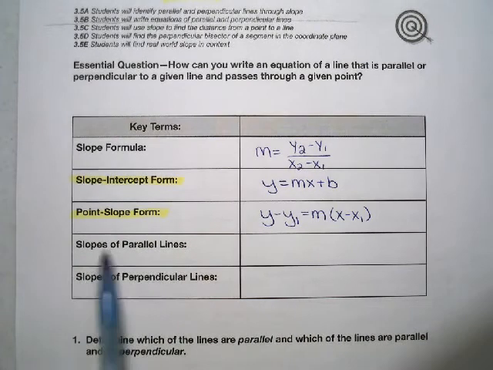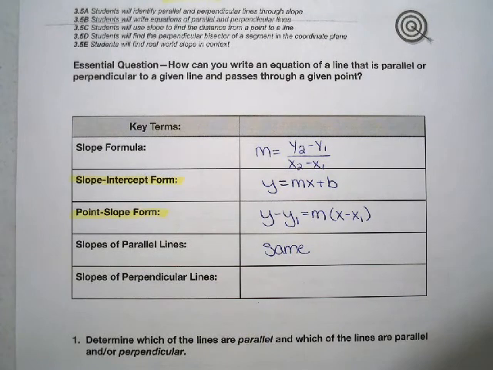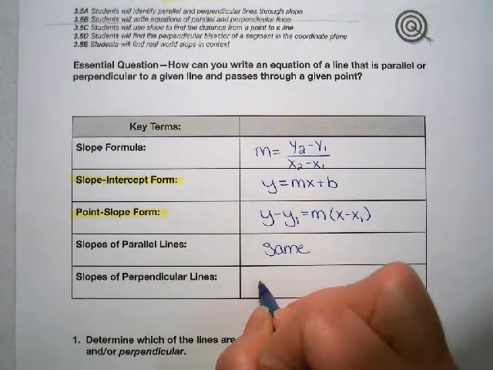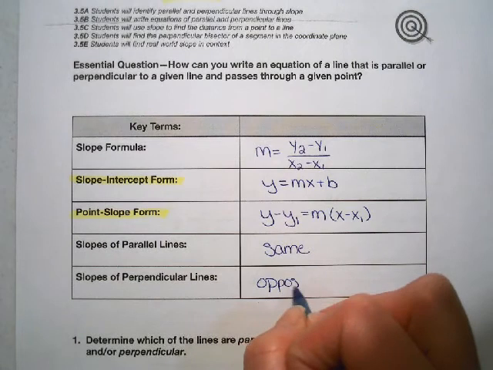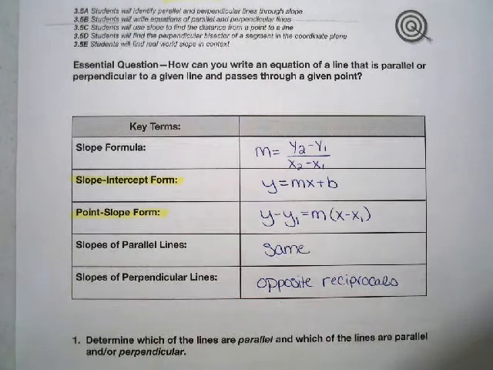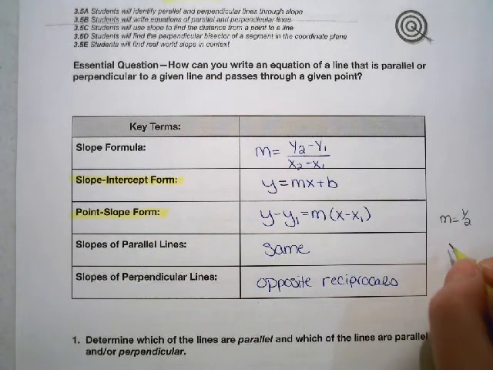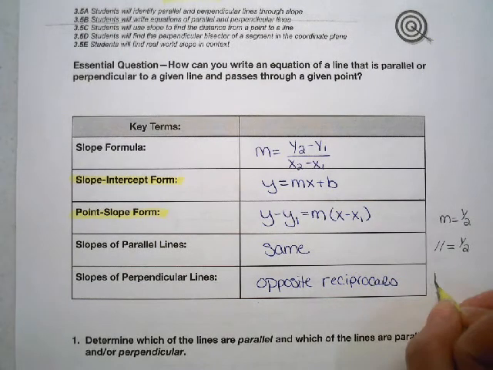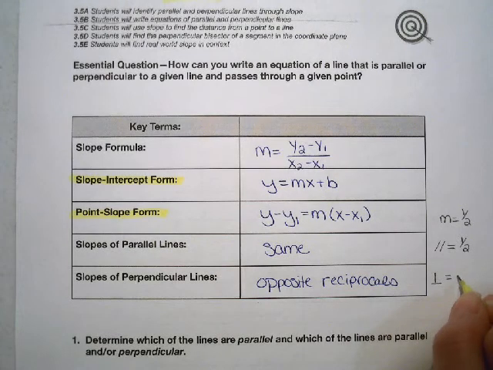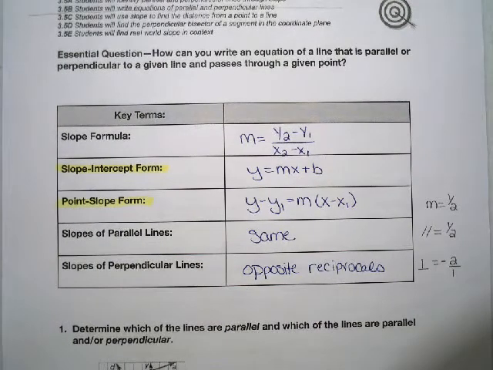All right, now, if we have parallel lines, we want our slopes to be the same, okay? So we want our slopes to be the same. If we have perpendicular lines, we want our slopes to be opposite reciprocal. And let me just give you an example. Let's say our slope was 1/2, okay? If it's parallel, we would want our slope to be 1/2. If it's perpendicular, we would want it to be the opposite, so negative, and then we would want to use the reciprocal, 2/1. So that's kind of how slopes relate, all right?